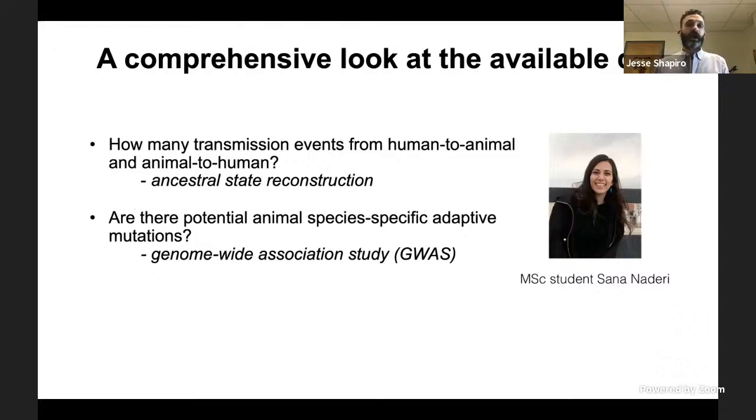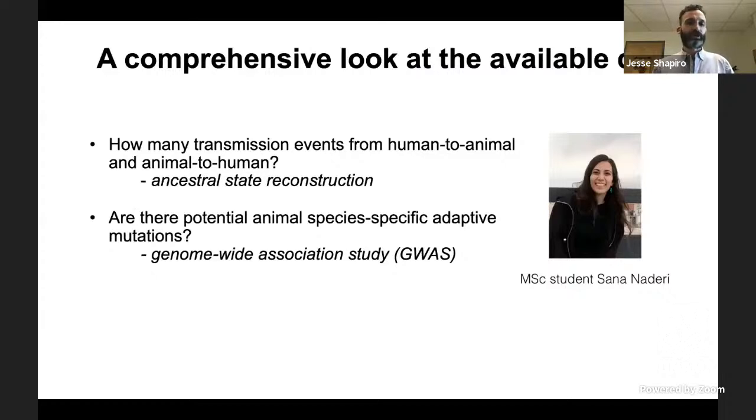So the first, how many transmission events are there from human to animal? Because the virus is in humans, so it's going into animals. But then, are there any secondary spillbacks from these animals back into humans? So again, Sana used ancestral state reconstruction. So the same kind of idea as with the states being different countries or provinces, here the states are animal versus human, and how that state changes in the tree will tell us about these transmissions.